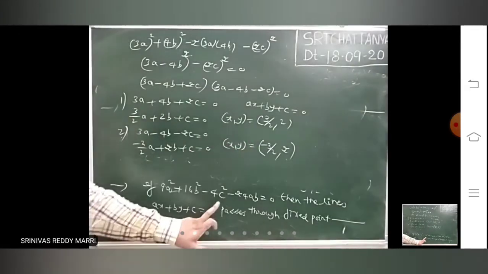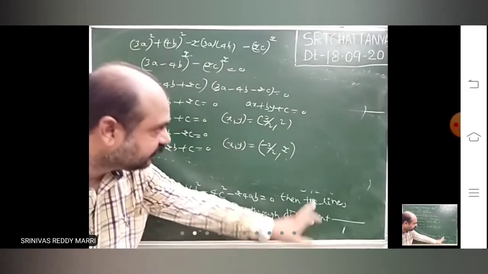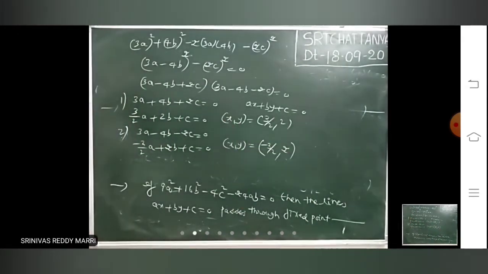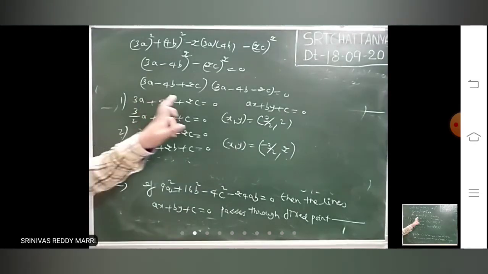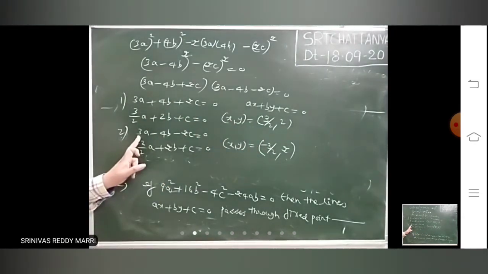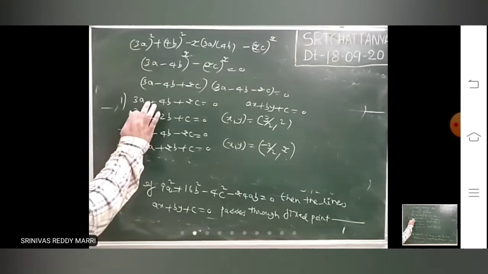Multiple answers will be given. This line passes through a fixed point, either this or this. If this condition is satisfied, it will pass through this; if the other condition is satisfied, it will pass through the other.